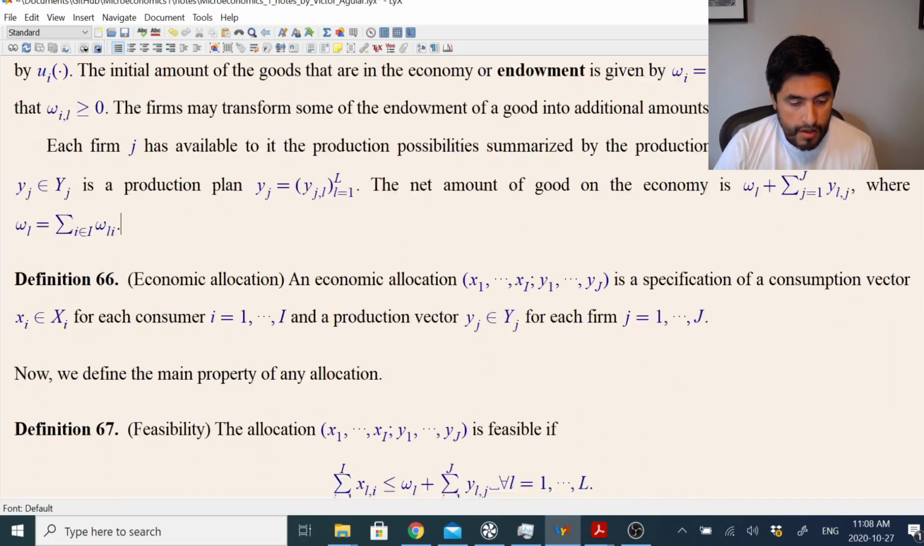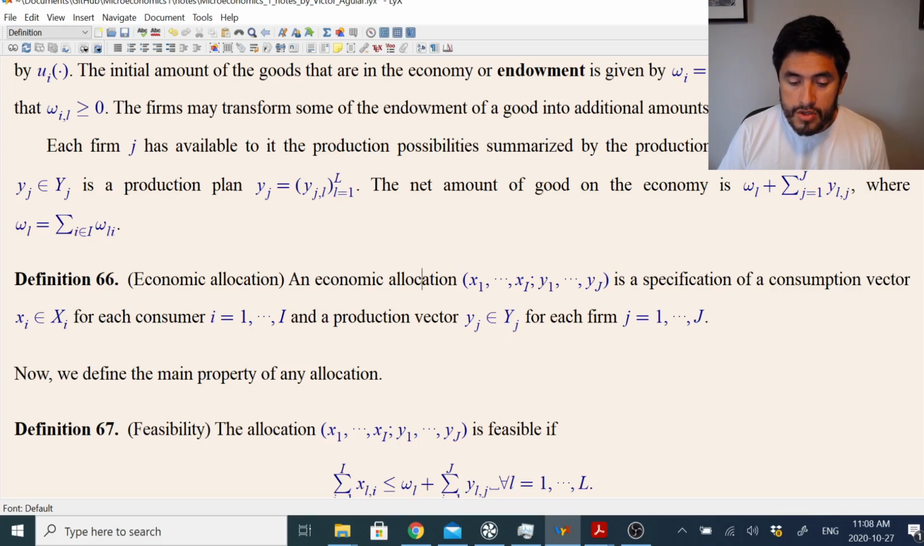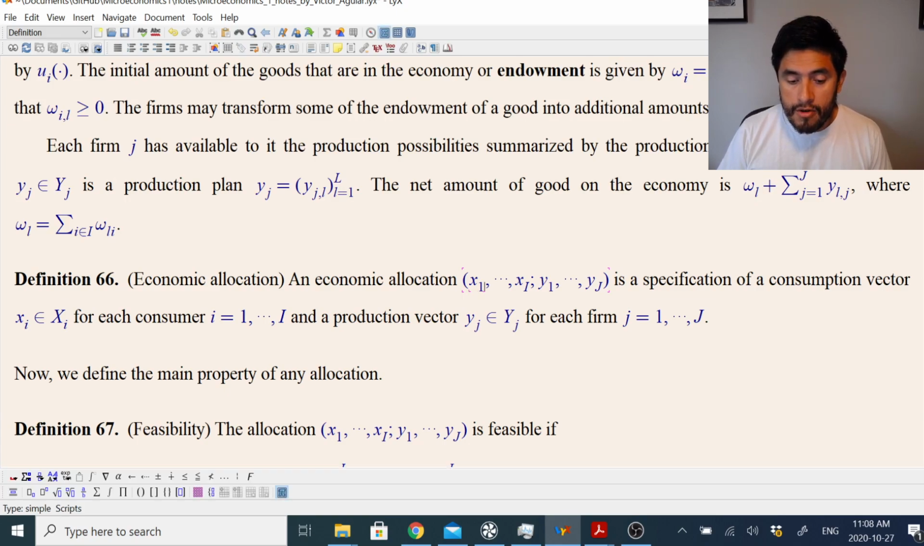So, definition. Now, we are interested in what is called an equilibrium, a competitive equilibrium. In order to understand that, we want to define the first object of interest, which is called an economic allocation. An economic allocation is basically a big matrix of consumptions. So this is the vector of consumption from individual one. This is a vector in R^L.